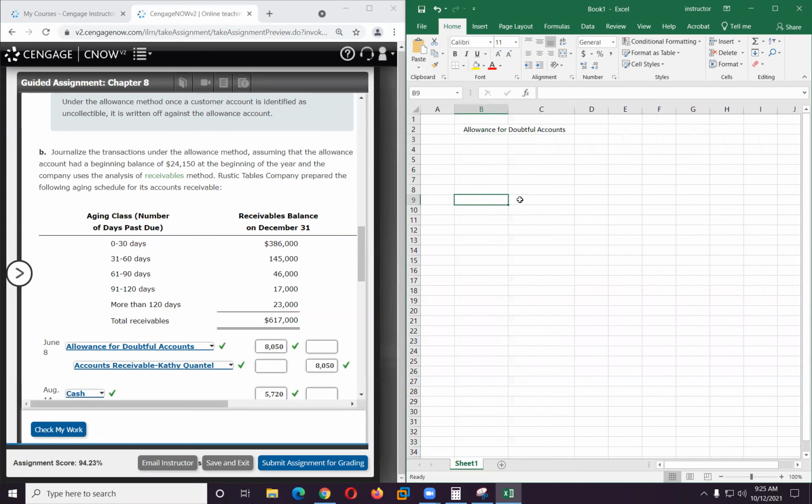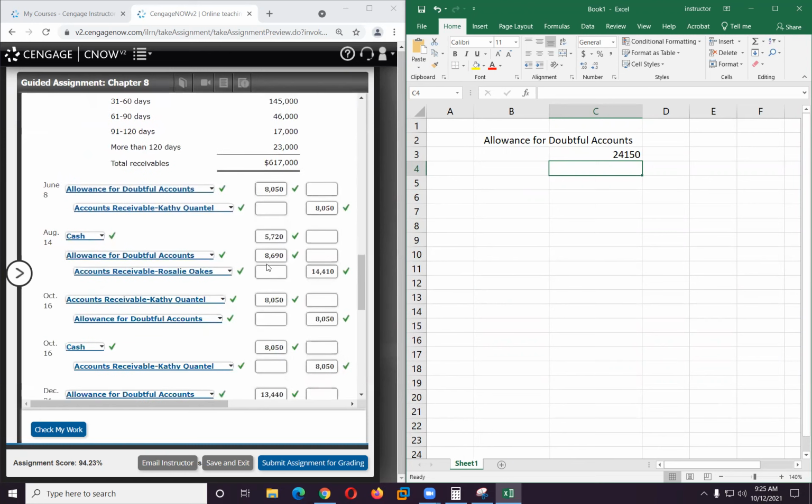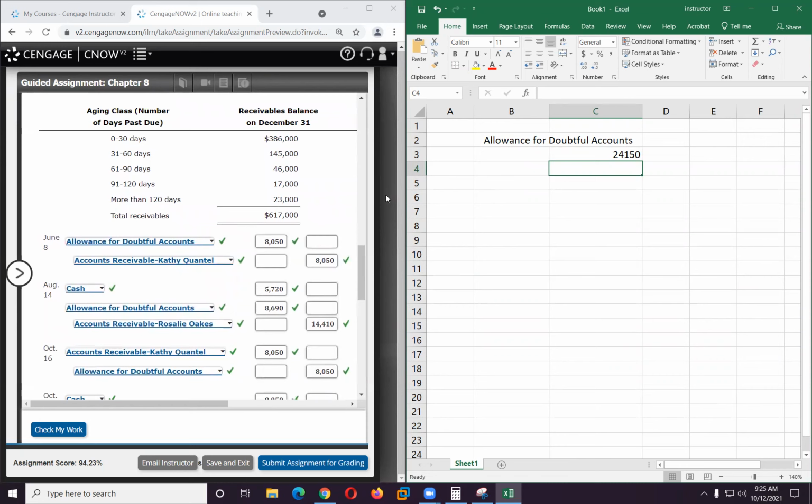Okay. And then I'm going to say it had a beginning balance of $24,150. Throughout the year, I've done some actual write-offs on it, right? So what I'm going to do is I'm just going to enter all these journal entries now.